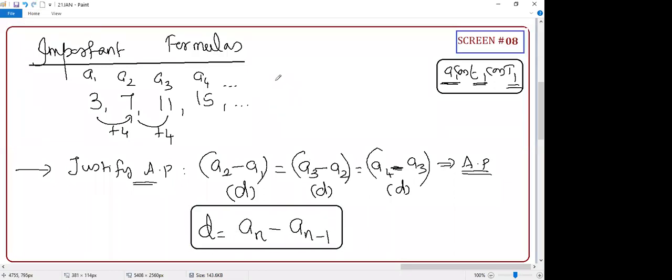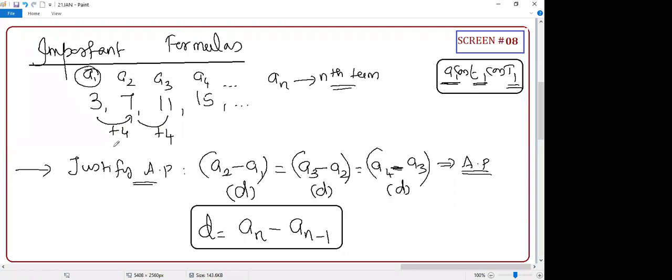An is, I told you, what is that? An is called as nth term. Nth term of an AP. In general, it is the nth term of a sequence, but here we are calling An the nth term of AP. Clear or not?